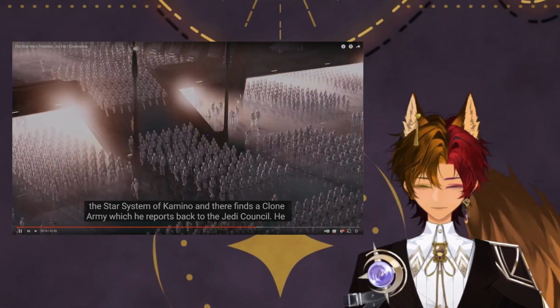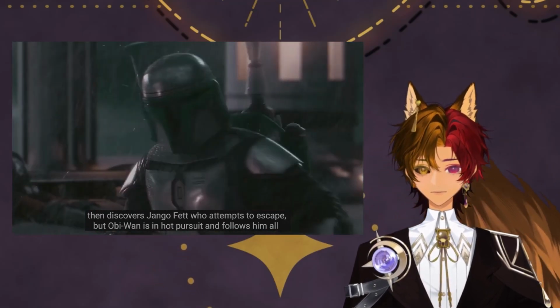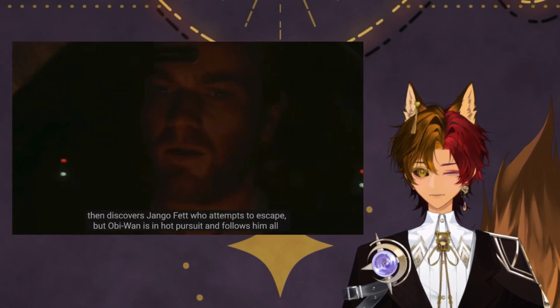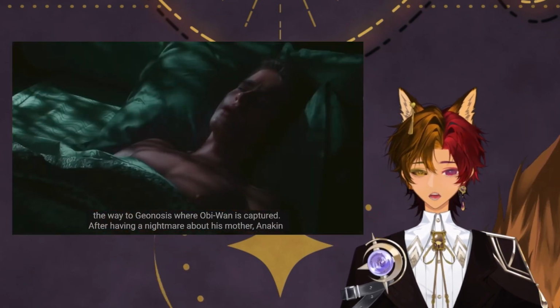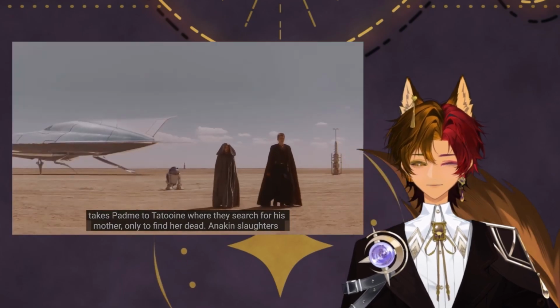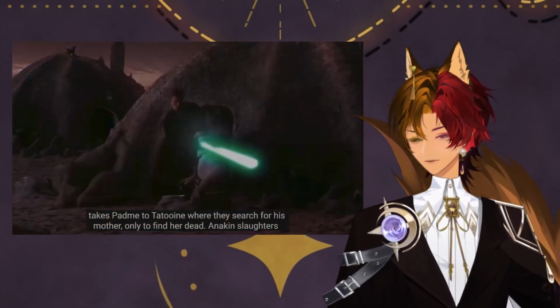System of Kamino, and there finds a clone army which he reports back to the Jedi Council. He then discovers Jango Fett, who attempts to escape, but Obi-Wan is in hot pursuit and follows him all the way to Geonosis, where Obi-Wan is captured. After having a nightmare about his mother, Anakin takes Padme to Tatooine, where they search for his mother, only to find her dead. Anakin slaughters the Tusken Raiders.